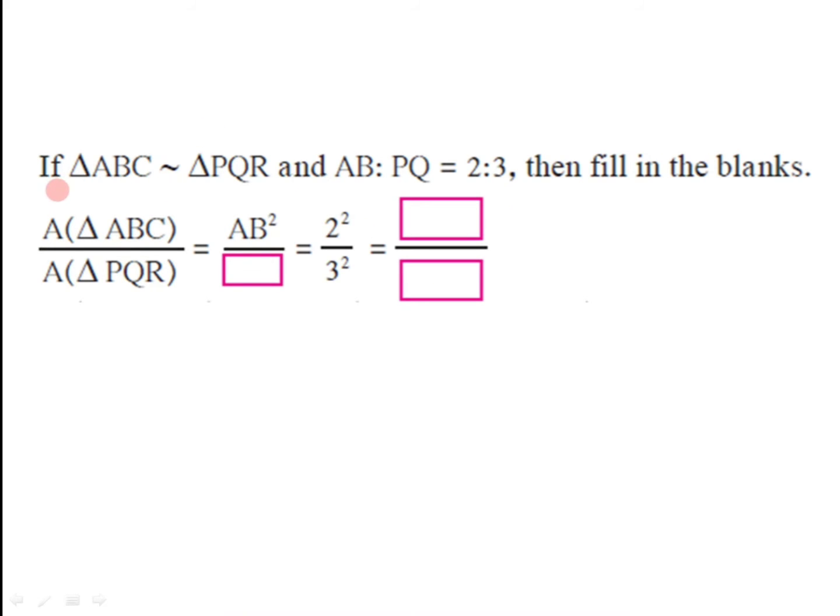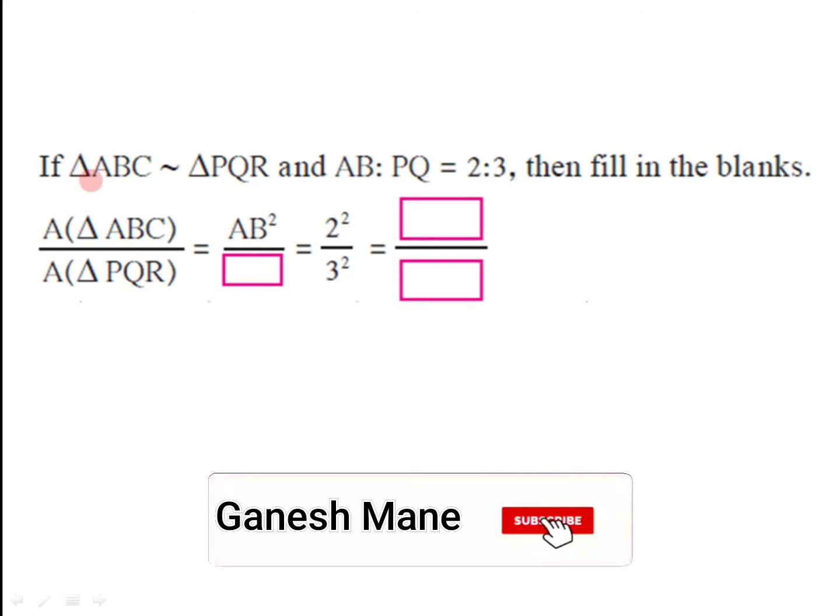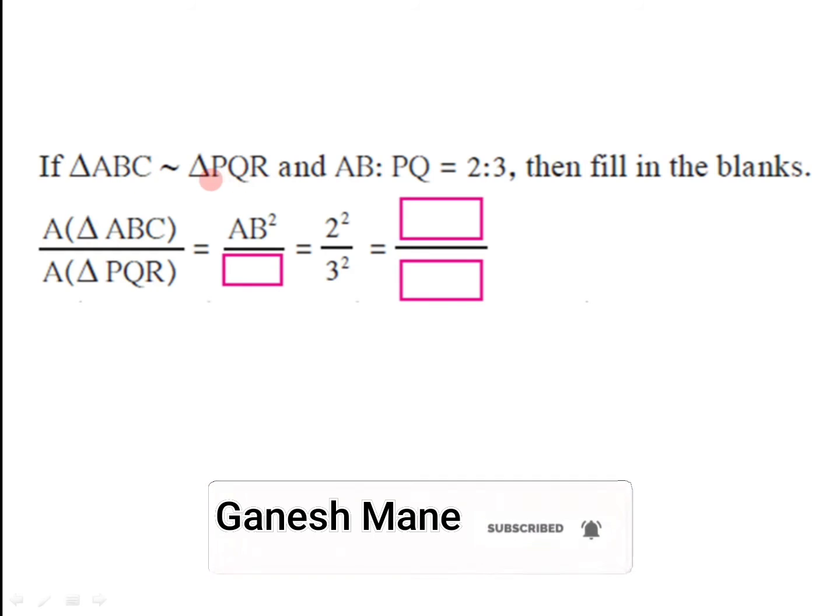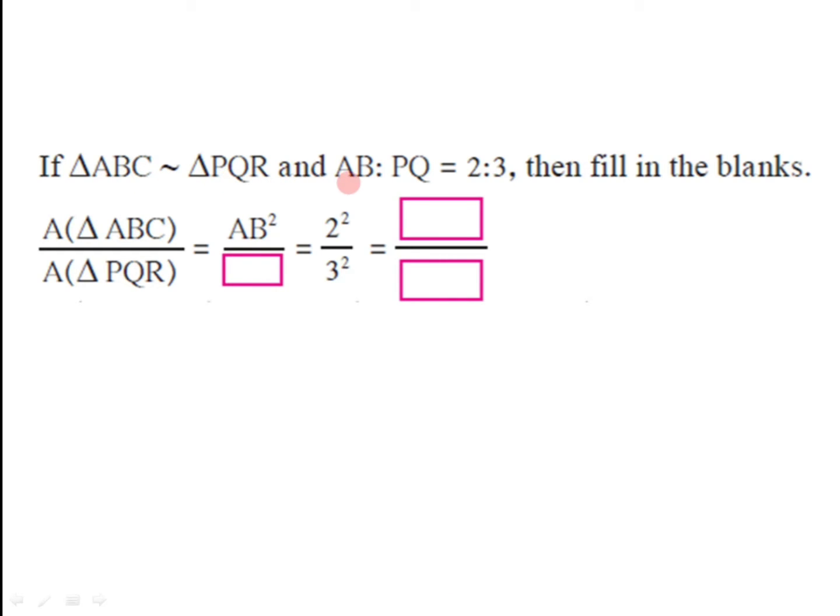Let us have another problem based on this concept. Question is given: if triangle ABC is similar to triangle PQR and the ratio of side AB and side PQ is 2:3, then fill in the blanks. Here we have to find the ratio of area of triangle ABC divided by area of triangle PQR. So this is the ratio of two triangles given which are similar.